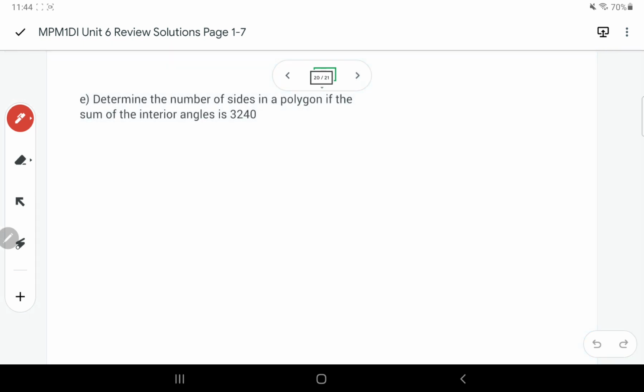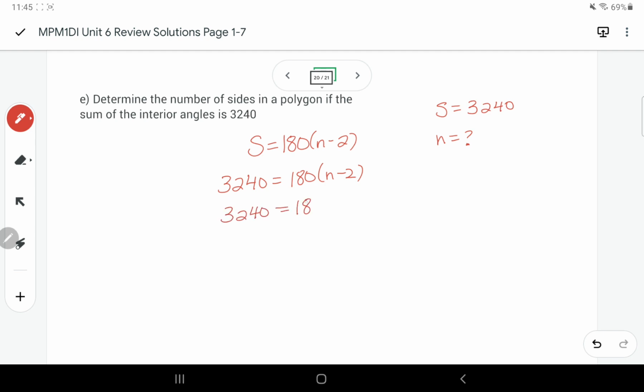The last one, we are told the sum. We know this formula, S equals 180 times n minus 2. So we know the sum is 3,240, and what we want to find is n. So we're going to use our solving equation skills and put in 3,240 equals 180 times n minus 2. 3,240 equals 180n minus 360. Remember the distributive property where you multiply that into the brackets. Now I'm going to bring over that 360 and make it plus.